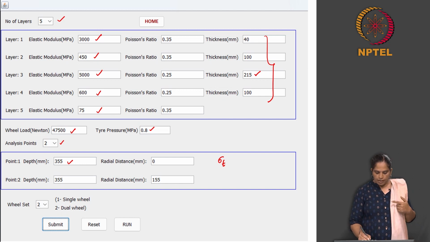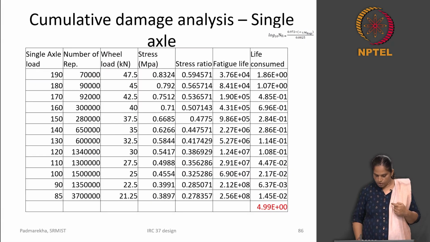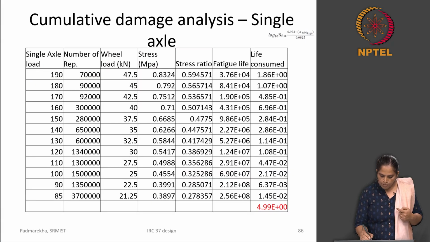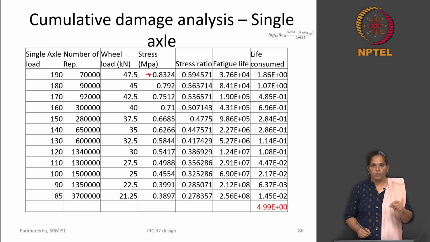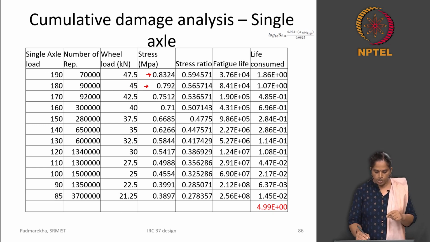So we will compute at a radial distance of 0 and at a radial distance of 155. Now when you see the stress value, this will be the critical stress at this location. Now when you compute the stress value at the bottom of a cement treated base for the wheel load of 45, you can see that the stress value will be 0.792. So each one is one analysis here. You compute the value of sigma t.